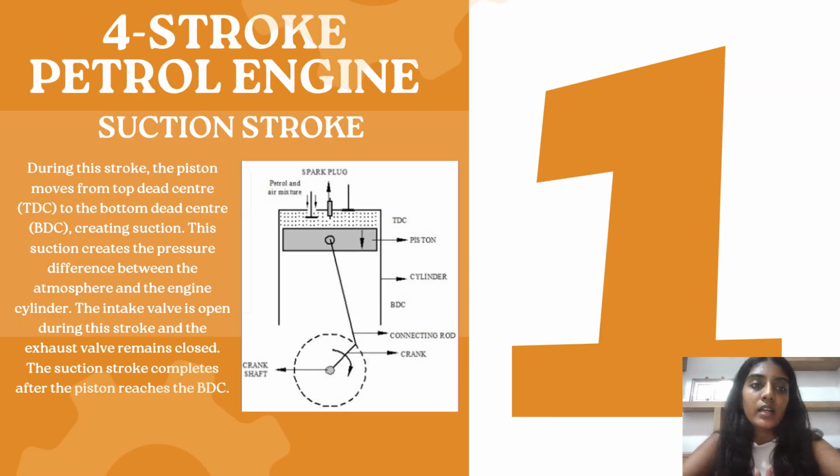First, let's take a look at a four-stroke petrol engine. The first step in a four-stroke petrol engine is the suction stroke. During this stroke, the piston moves from the top dead center or TDC to the bottom dead center or BDC, creating a suction. This suction creates the pressure difference between the atmosphere and the engine cylinder. The intake valve is open during this stroke and the exhaust valve remains closed. The suction stroke completes after the piston reaches the BDC.